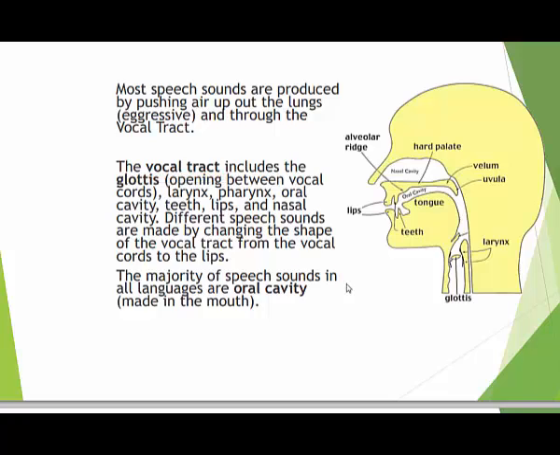Most speech sounds are produced by pushing air up out of the lungs, which is called egressive, and through the vocal tract, which includes the glottis, which is that opening between the vocal cords, the larynx, which houses the vocal cords, the pharynx, the oral cavity called the mouth, as well as the nasal cavity. Different speech sounds are made by changing the shape of the vocal tract from the vocal cords to the lips. And the majority of these speech sounds in all languages are produced in the mouth or the oral cavity.